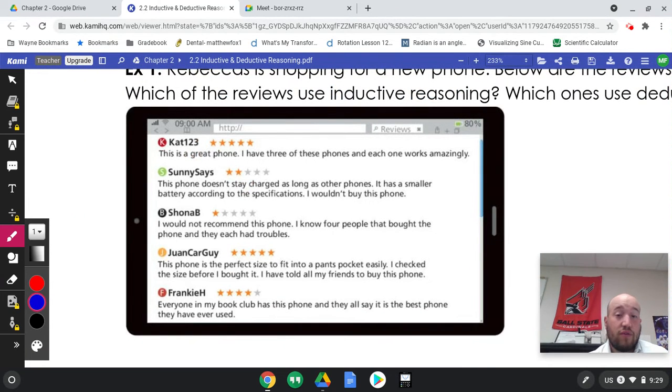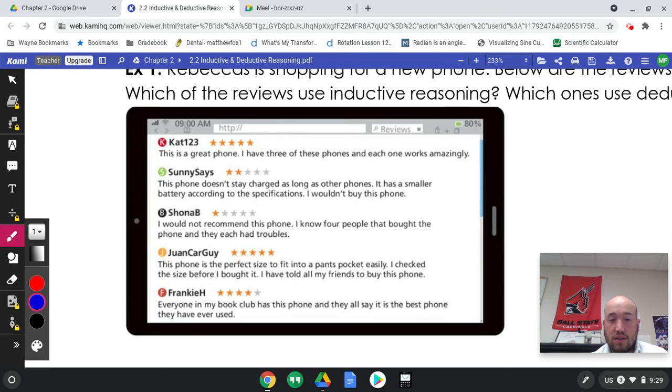So this first one, this is a great phone. I have 3 of these phones, and each one works amazingly. Okay, so Cat123 definitely going on past experiences. Her phones have worked, so she's assuming they all work. So this would more be inductive reasoning.